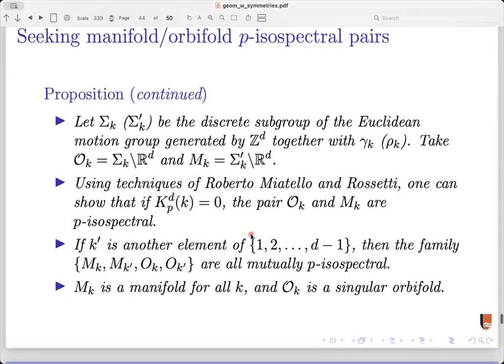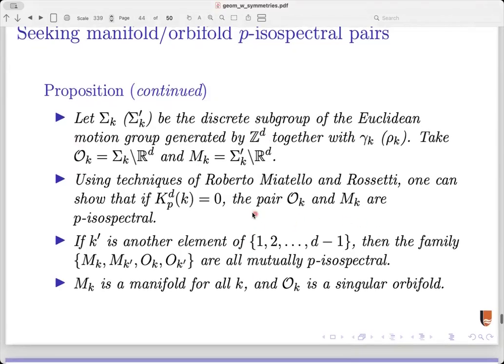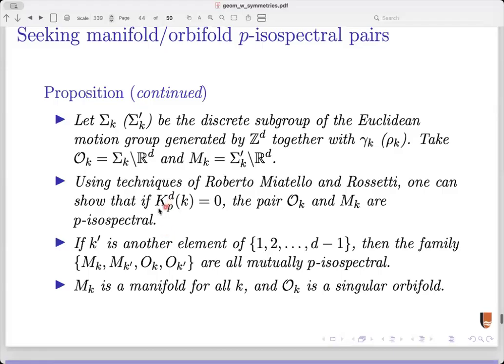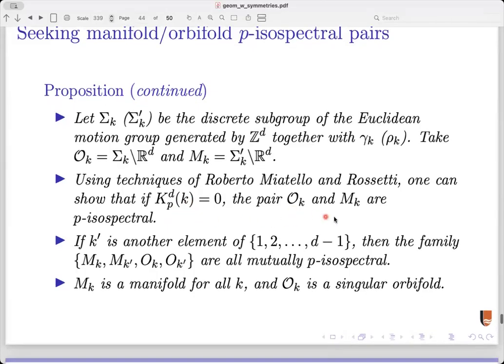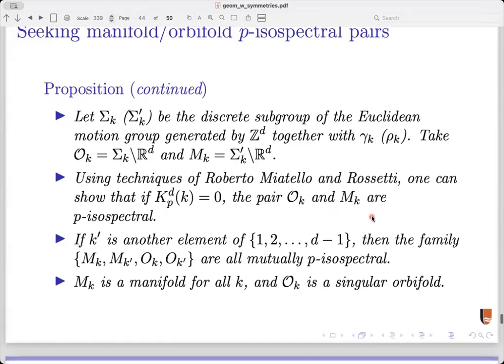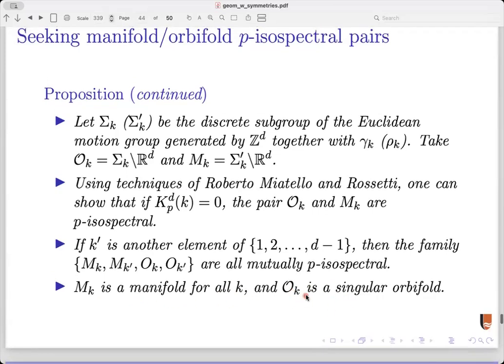So using some really wonderful techniques developed by Roberto Miatello and Juan Pablo Rossetti, you can show that if the corresponding Krawtchouk polynomial, so the degree p Krawtchouk polynomial, vanishes at k, right here, then this pair O_k and M_k are p-isospectral. I'll jump to this last line here. M_k is a manifold for all k, and O_k is always going to be a singular orbifold. Just note that. So we get these wonderful p-isospectral pairs of manifolds and singular orbifolds.